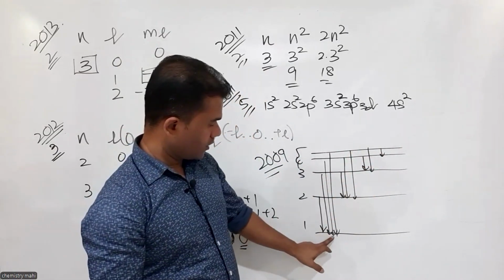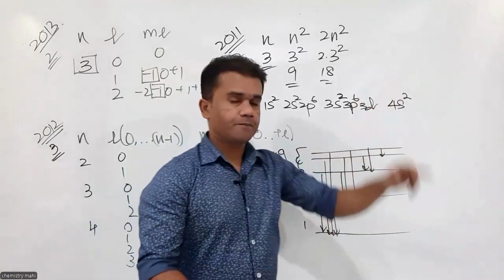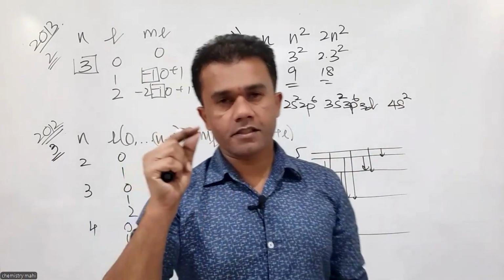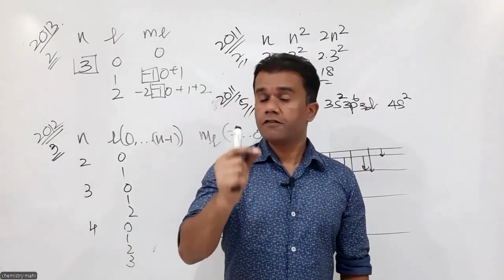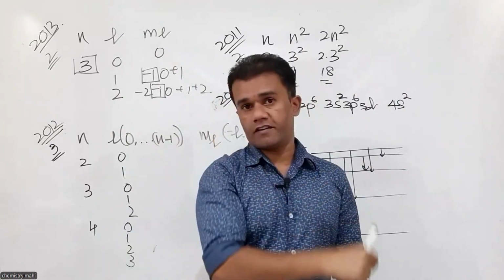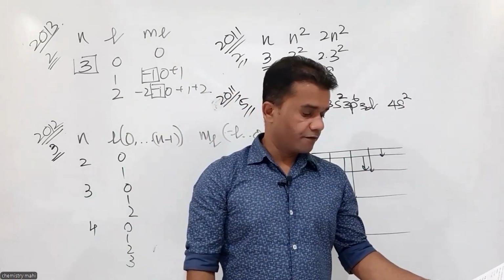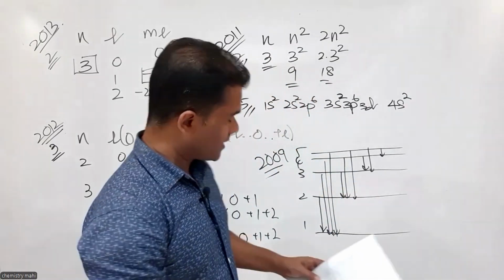Then how many? 1, 2, 3, 4, 5, 6, 7, 8, 9, 10. 10 different electron transitions, 10 different energies. Then 10 different frequencies, then 10 different wavelengths. That's what they asked me: how many different wavelengths are available? So it should be 10. Means answer 4.